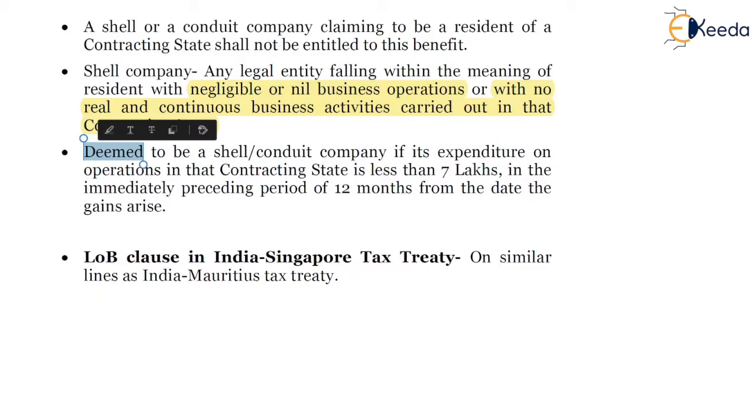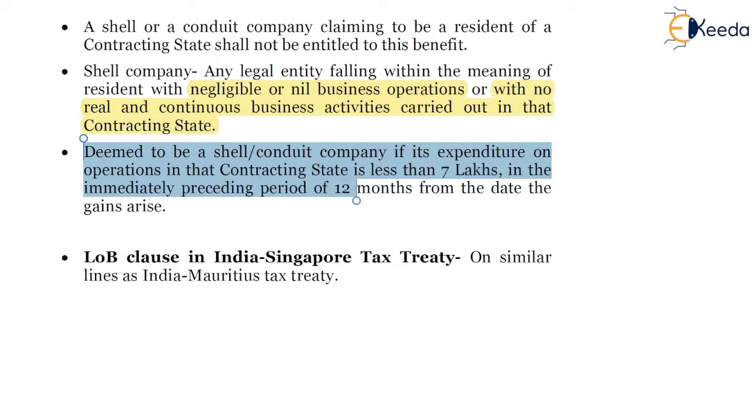Such company will be deemed to be a shell or conduit company if its expenditure on operations in that contracting state, which is Mauritius, is less than 7 lakhs in the immediately preceding period of 12 months from the date of the gains arise.